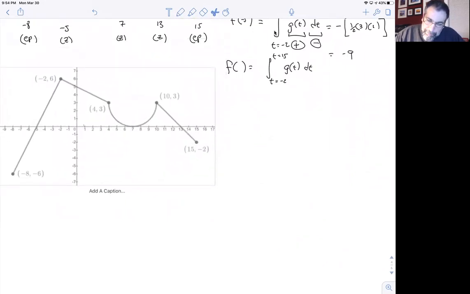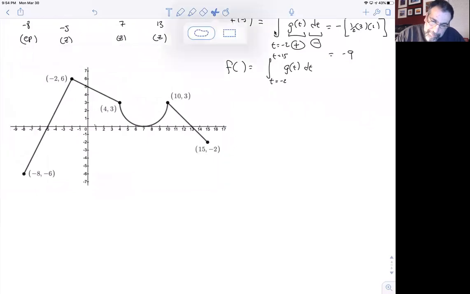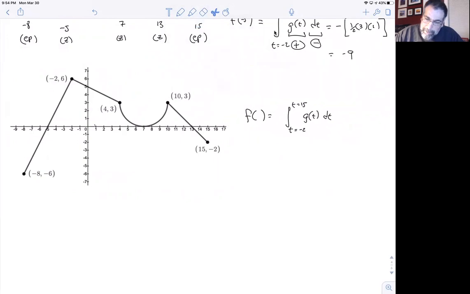When we work this one out, we are going from -2 to positive 15. So top bound greater than the bottom bound, that's going to be positive. Sorry, dt is going to be positive. And from -2 all the way to 15, we've actually got to break this into two parts. So the first one is from -2 to 13, where everything is positive. But then from 13 to 15, we're going to have a negative.